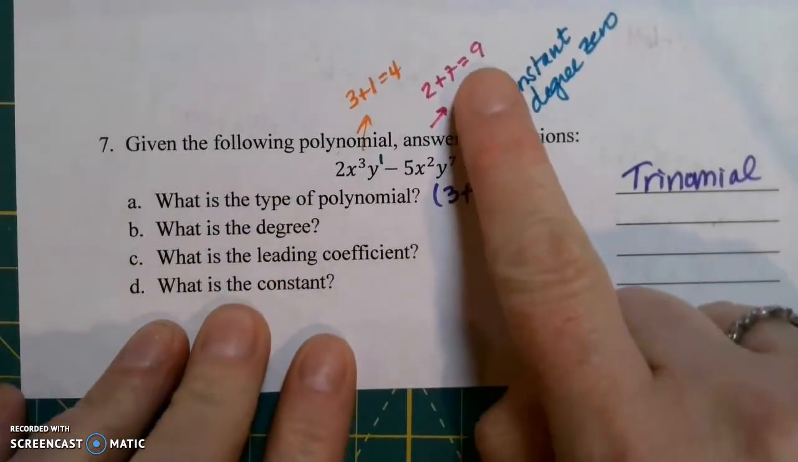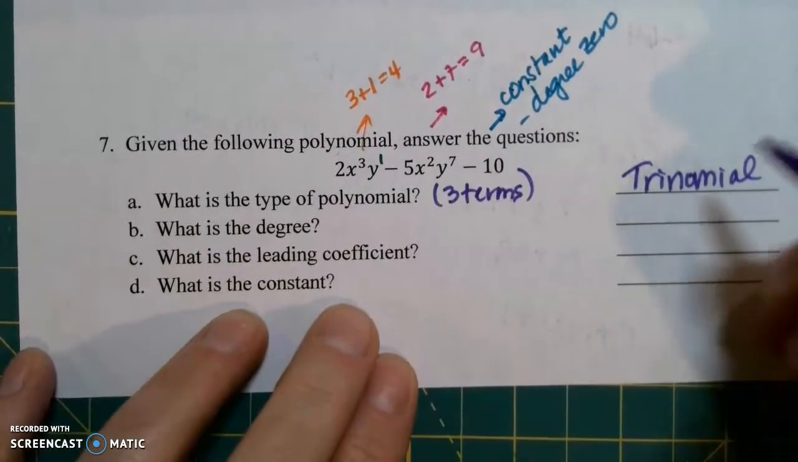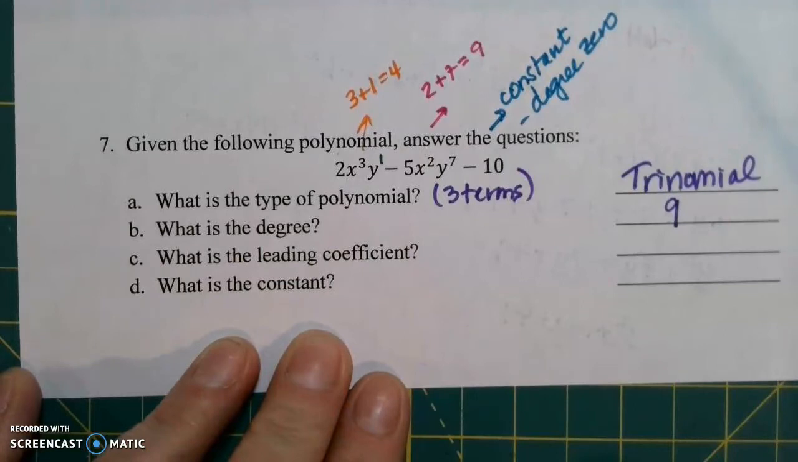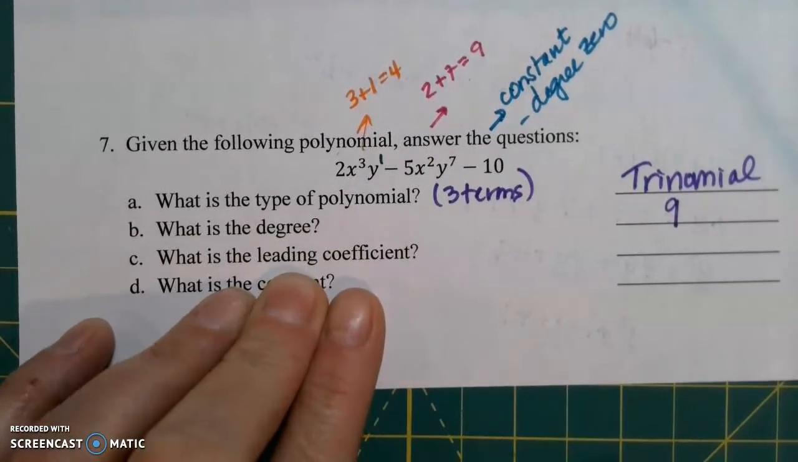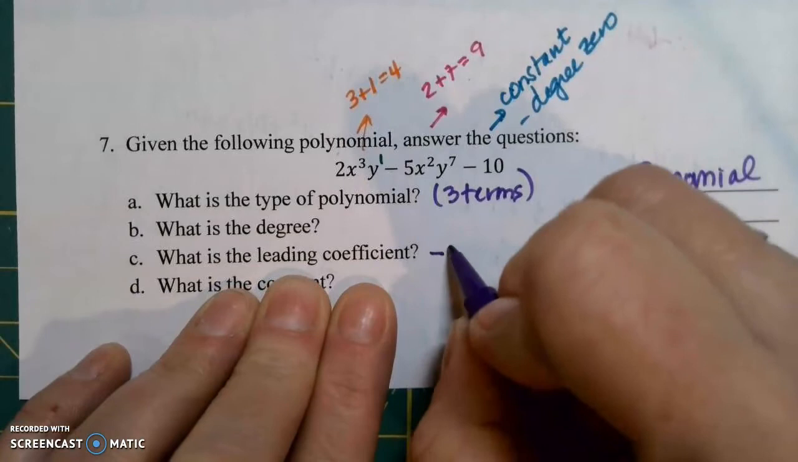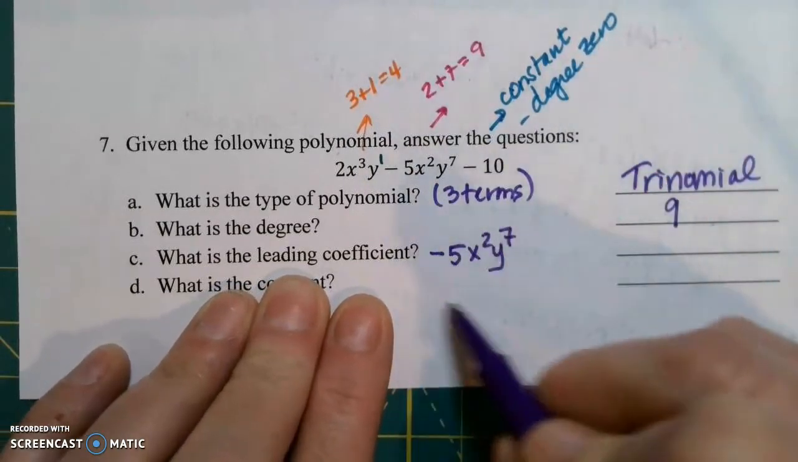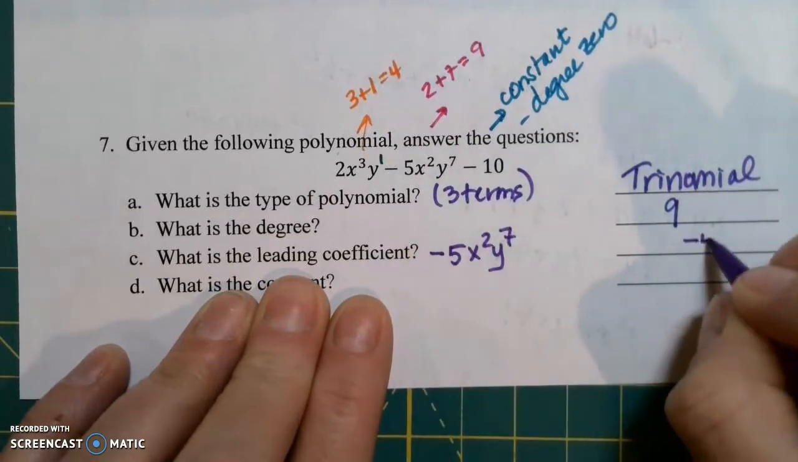So we're going to take that 9, the term that is listed in the center. That term is also going to define which one is our leading coefficient. So that term being negative 5x squared y to the 7th, the coefficient on that is negative 5.